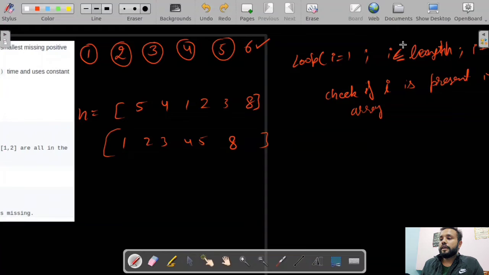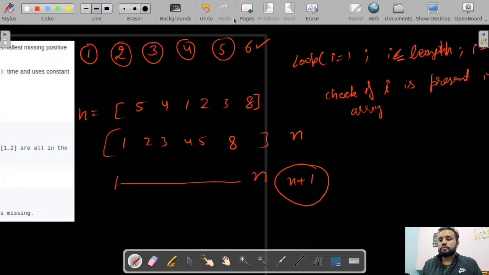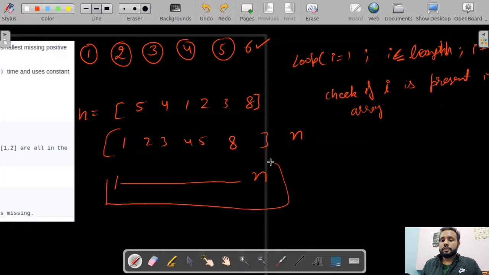Why am I checking less than or equal to? Because let's say this array is of size n and it contains all the numbers from 1 to n. So the smallest missing positive number will be n plus 1, because an array of size n can contain the numbers 1 to n if all of them are present, and the first missing will be n plus 1.